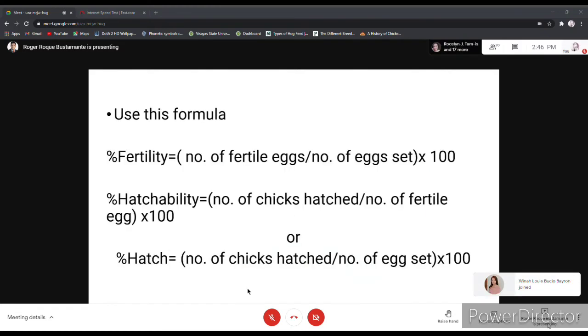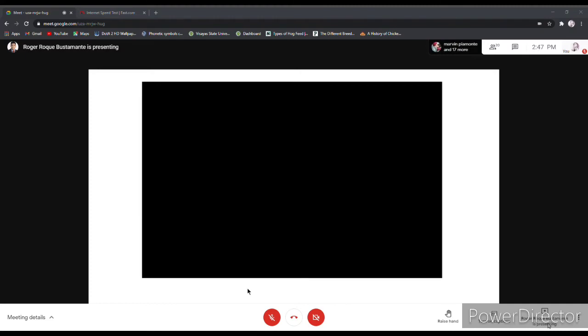So use this formula. Kindly take note of this formula, which was mentioned earlier. Fertility is the number of fertile eggs over the number of eggs set times 100. And hatchability rate is the number of chicks hatched over the number of fertile eggs times 100. These are the formulas to use. In the earlier example, 997 became 87, and then became 70. So, that's it for this presentation about candling.